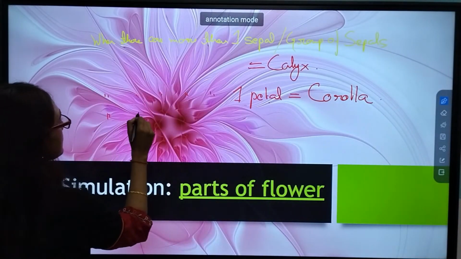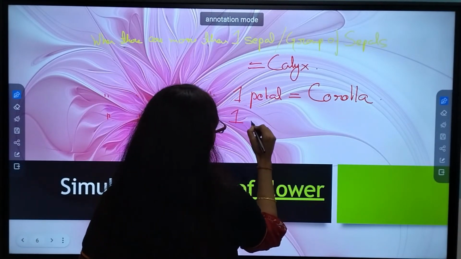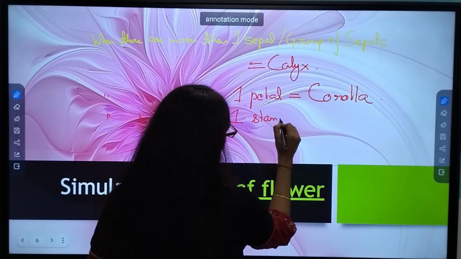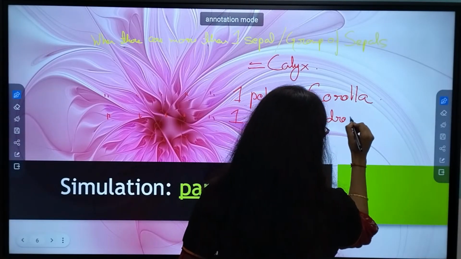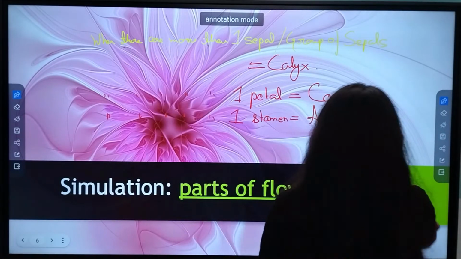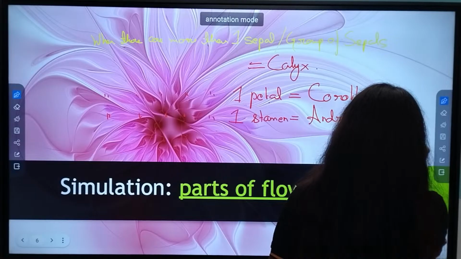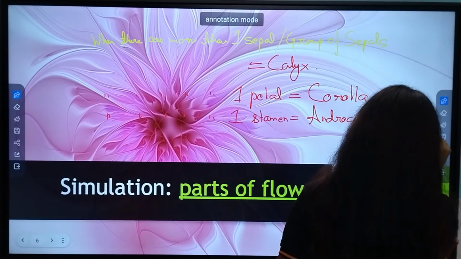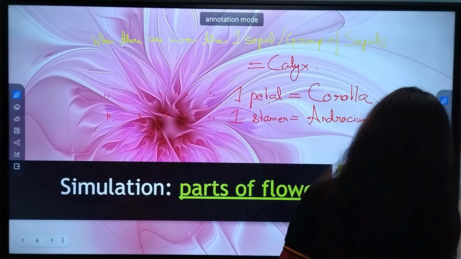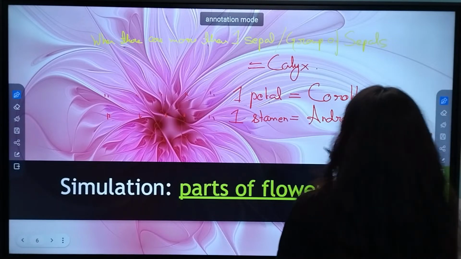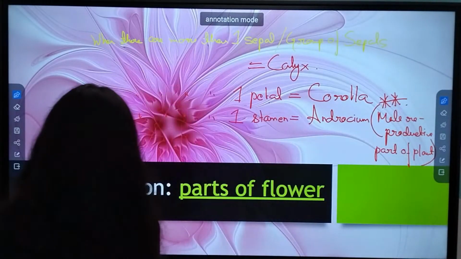Again, when there is more than one stamen, it is known as androecium. This is the male reproductive part of a plant, and it is very important. So please do write it.